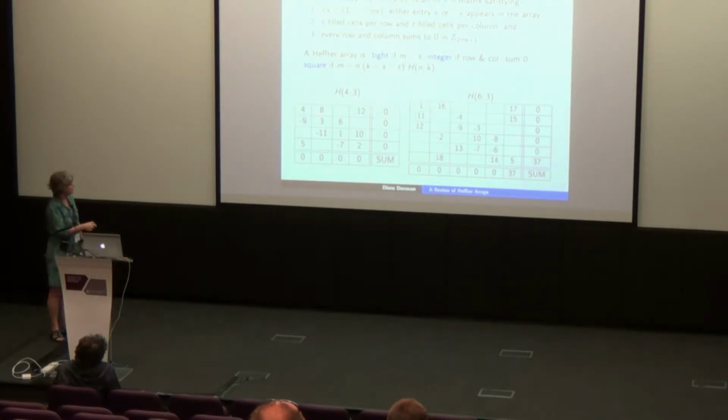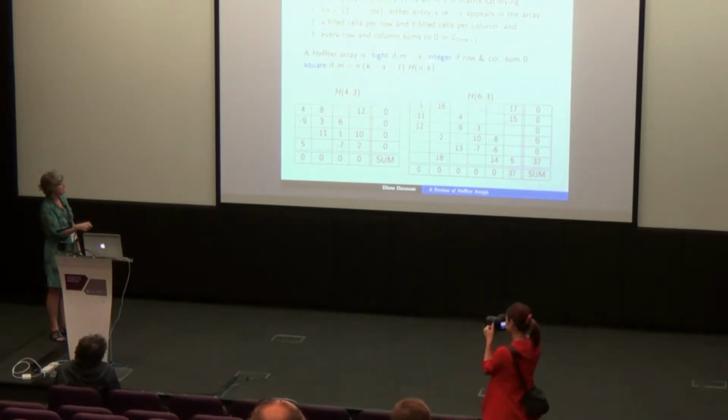So here, this is in a square array. We have 4 rows, 4 columns. We have 3 entries per row and column, and it's integer because the sum of each row and column is exactly 0.